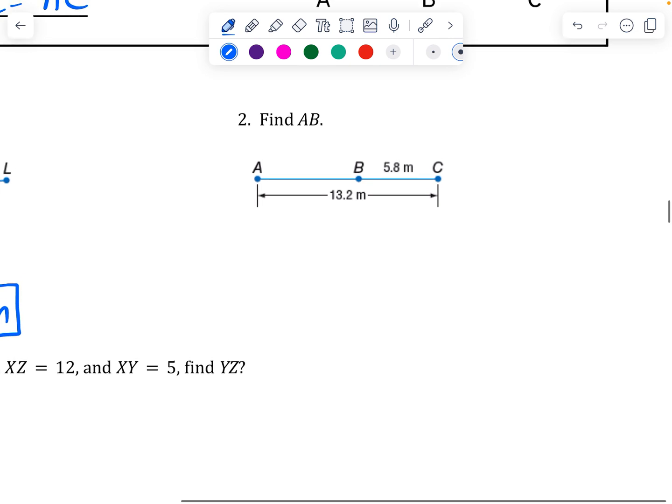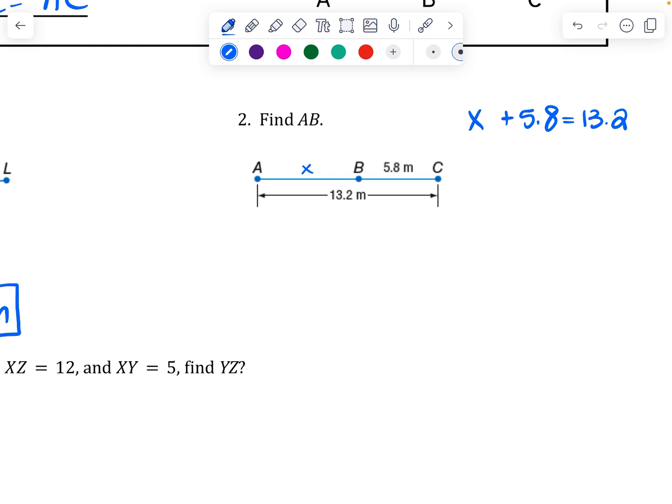Find the length of AB. So this time you are given the full length of AC, and then you're given the shorter length of BC, so you're looking for this distance right here. Well, if you have the whole length, you can either set up an equation like x plus 5.8 is going to be equal to 13.2, and then solve that way.